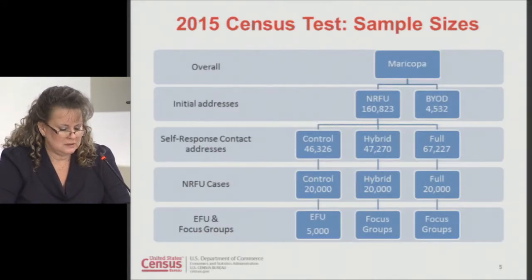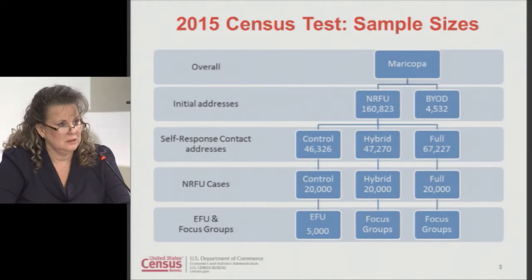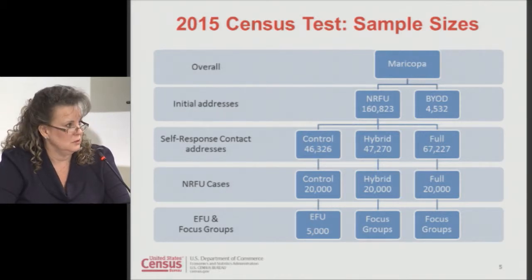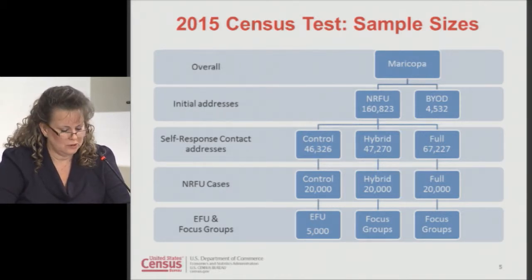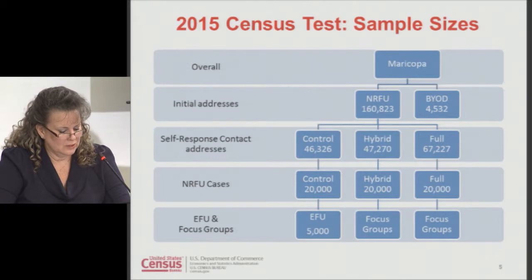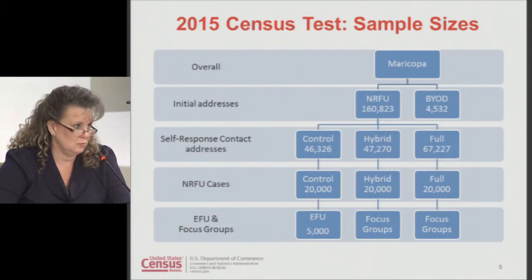The Maricopa census test includes approximately 165,000 addresses. Approximately 161,000 of those addresses are in the initial self-response universe, and another approximately 4,500 addresses are included for the Bring Your Own Device testing. The Bring Your Own Device addresses were not included in the initial self-response universe. These addresses will be sent an advance letter about possible contact during the Bring Your Own Device component of the test.